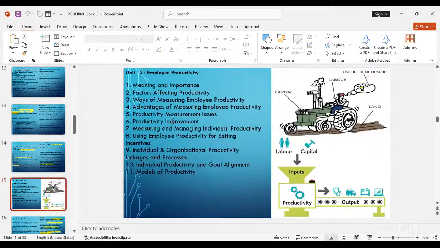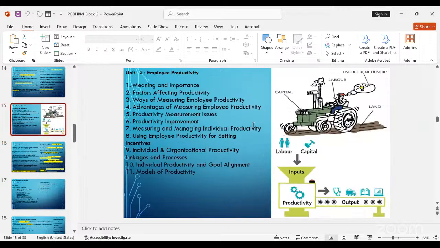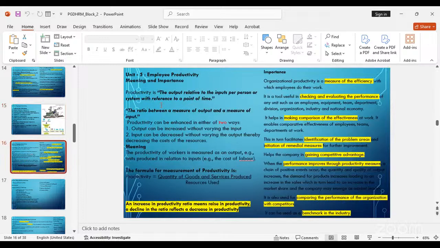Okay. Now let us look into employee productivity. This is the next topic which we are going to discuss now. We all know that productivity all starts with the factors of production: land, labor, capital, machine, man. Why is it so important? What is the meaning of employee productivity?